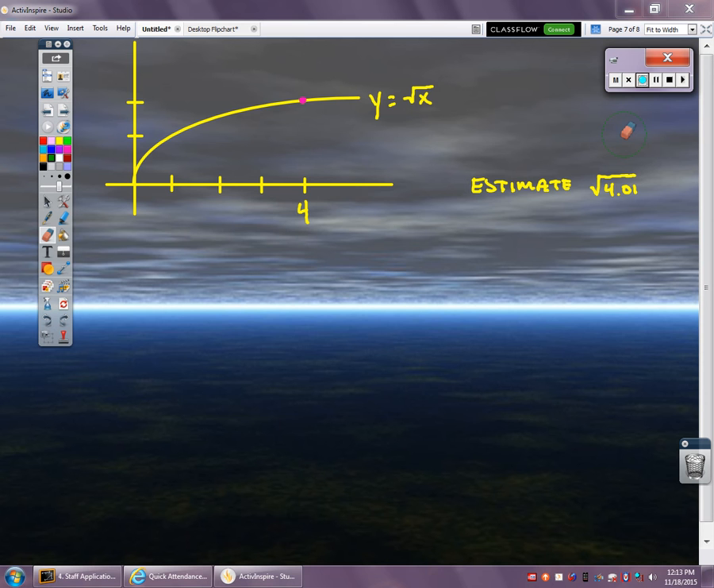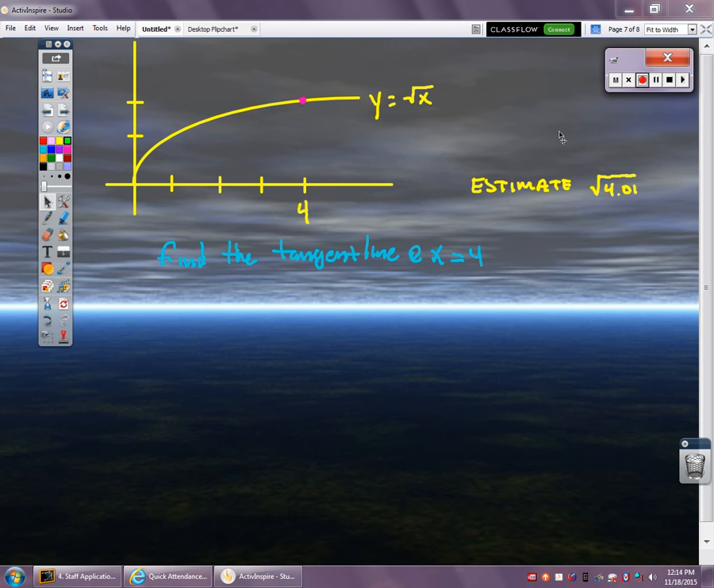That curve, y equals root x, is actually made up of a bunch of straight lines. If I were able to zoom in at the point 4,2, where the pink dot is, I would see that that's actually a straight line. Well, I can use that straight line to try to estimate the square root of 4.01. So let me show you how I'm going to do that. I'm going to go ahead and find the tangent line at x equals 4.